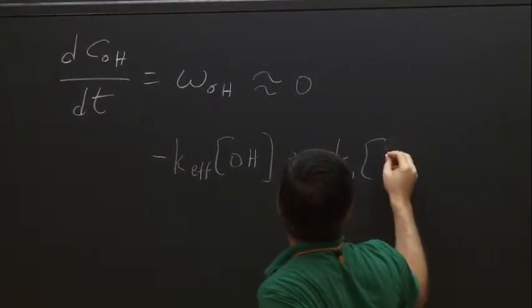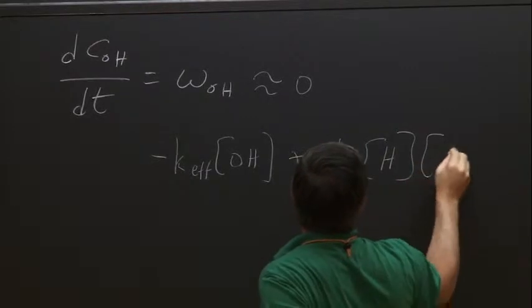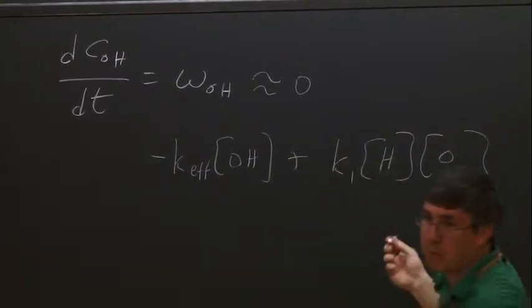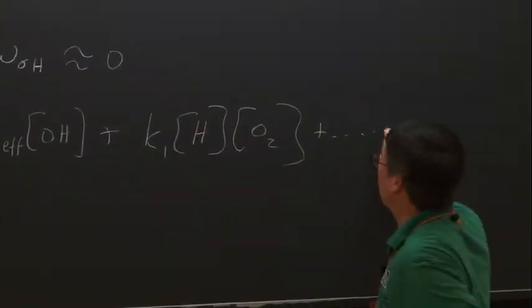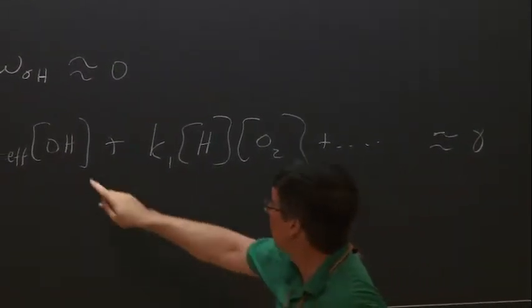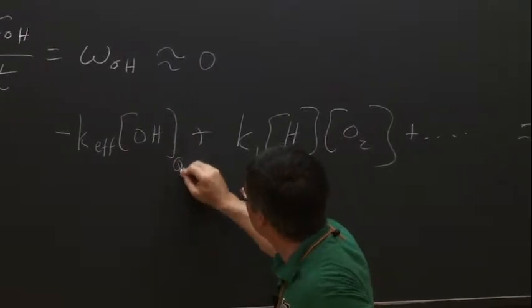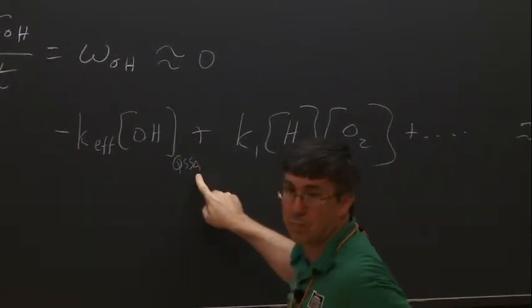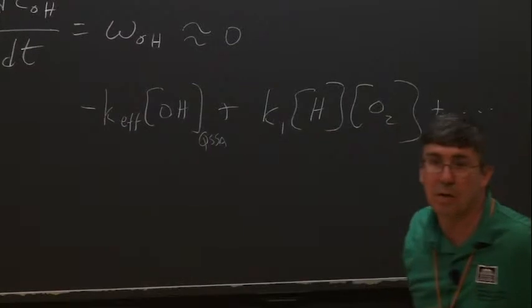Like, there's a rate of H reacting with O2 to make OH, for example. And there are some other ones. And I'd write down all these and say that these are all about 0. And in there, then I could solve for the OH. And the solution of this would give me OH as given by the quasi-steady state approximation.